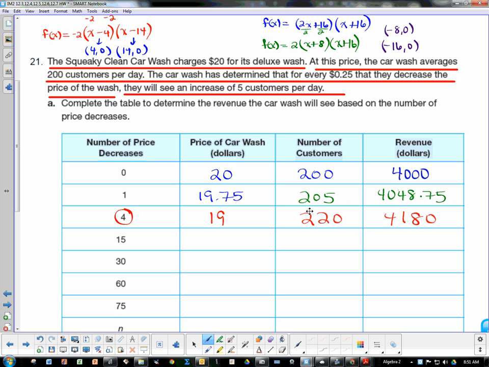Do you want to do one more row? Let's do one more. Okay, this states here we are going to have 15 price decreases. That's 15 times how much? We're going to take the 20 from up top and we're going to subtract 15 groups of 25 cents. Does that make sense? Yes. All right, so that's going to be $16.25.